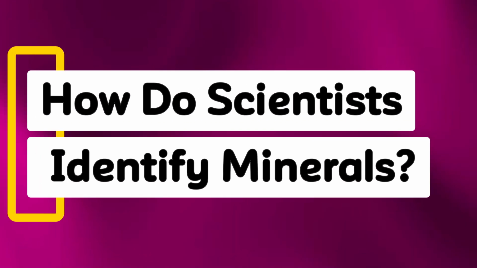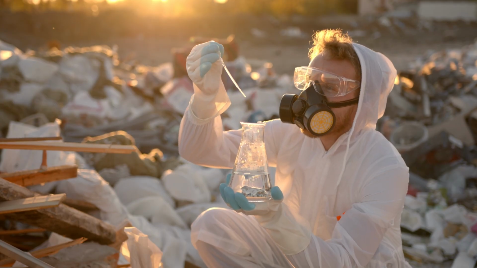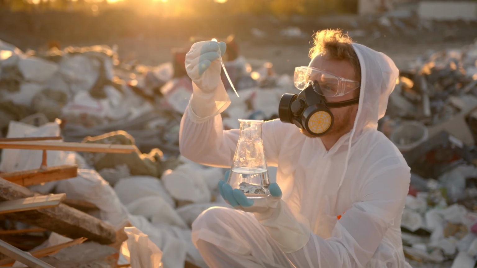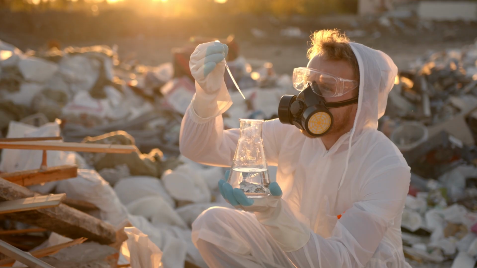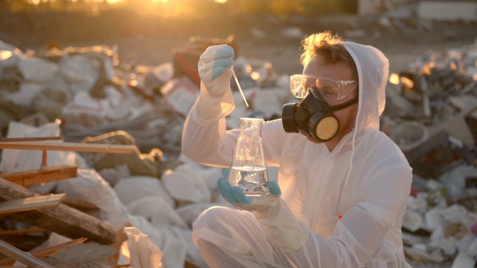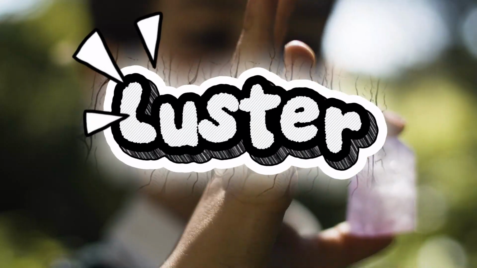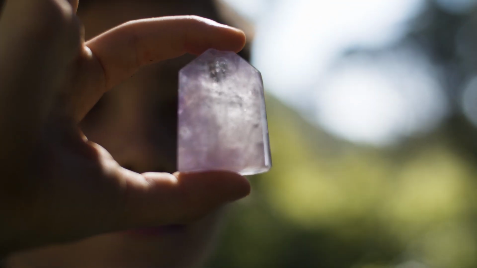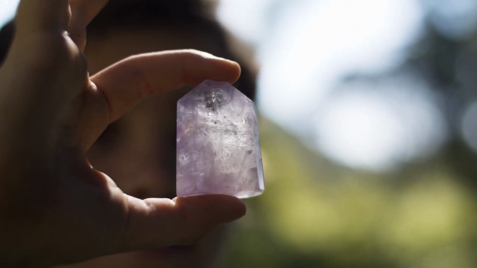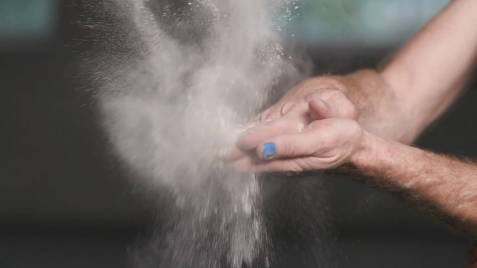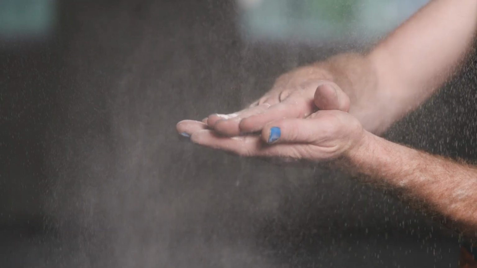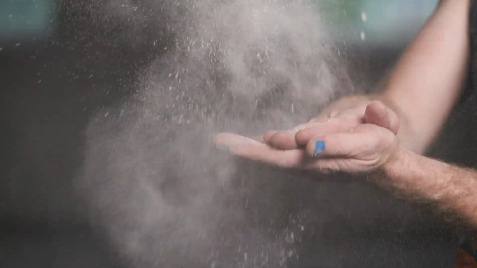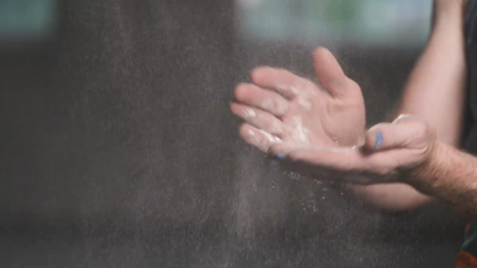How do scientists identify minerals? You might be wondering, if there are thousands of minerals on Earth, how do scientists tell them apart? Geologists look at a few simple characteristics. The first is luster. This tells us how a mineral reflects light. Some minerals look shiny like metal. Others have a glass-like appearance. Next comes the streak. Instead of looking at the outside color, scientists rub the mineral on a special plate to see the color of its powder. Sometimes the powder is completely different from the mineral itself.